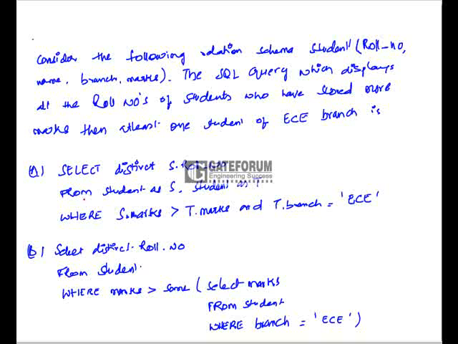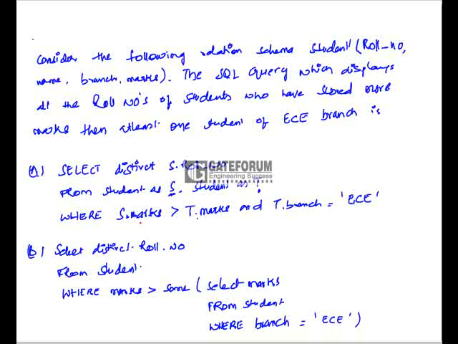The tables which are in the from clause are compared. That means first of all we take the cross product of the student table twice. The first table is renamed as S and the second table is renamed as T. Here the table is the same but the name is different. Here we are finding the cross product of these two tables, and the condition is S.marks should be greater than T.marks and T.branch is equal to ECE, where T is the second table and S is the first table.